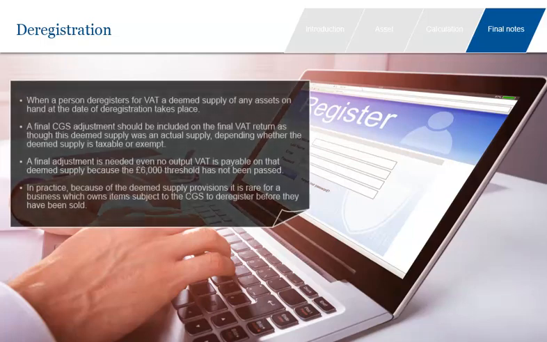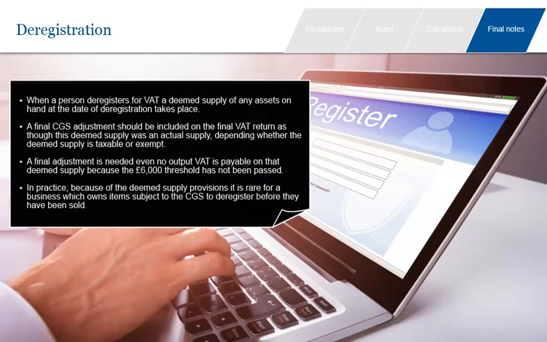Lastly, we will consider deregistration. When a person deregisters for VAT, a deemed supply of assets on hand takes place. It is rare for the owners of CGS assets to deregister before they are sold, but if they do, a final input tax adjustment is needed as though that capital goods scheme item were sold. This final adjustment is needed even if no output VAT is due on deregistration, because the £6,000 threshold has not been passed.